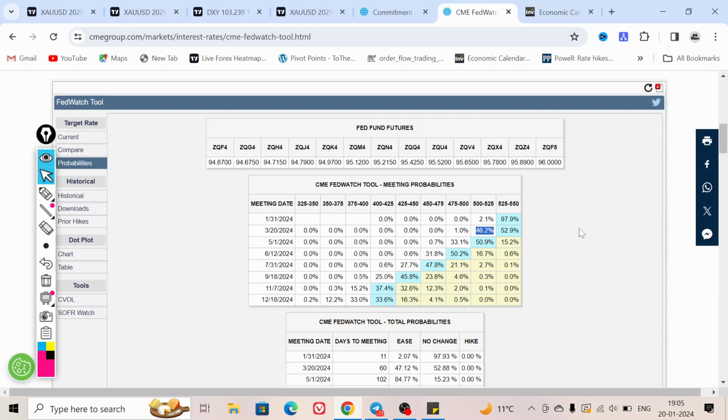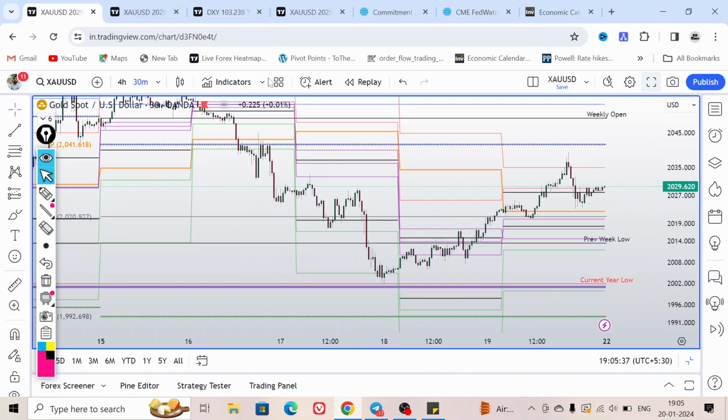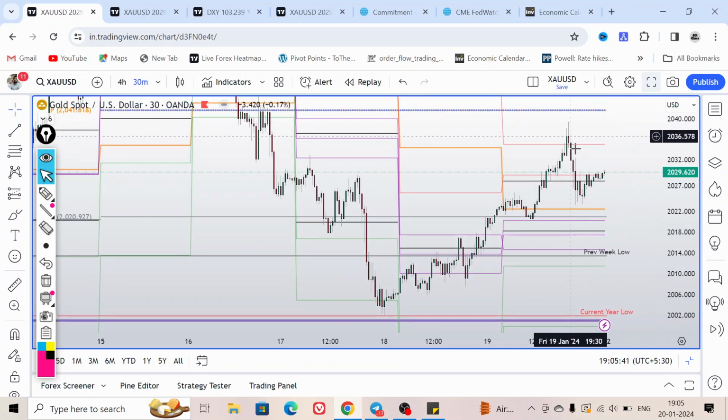This shift has led to a notable rise in the US 10Y, and you can see right over here it is boosting the US 10Y, which is not good for gold bulls. And in the Friday trading session, after this recovery we have seen the price retrace back. So I think this recovery is now paused for the medium term.